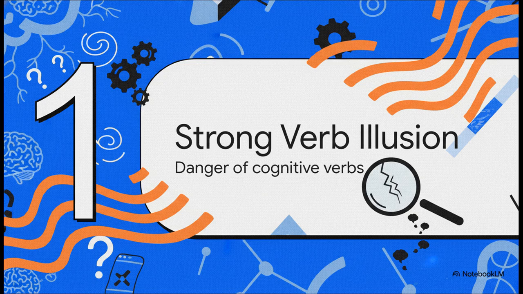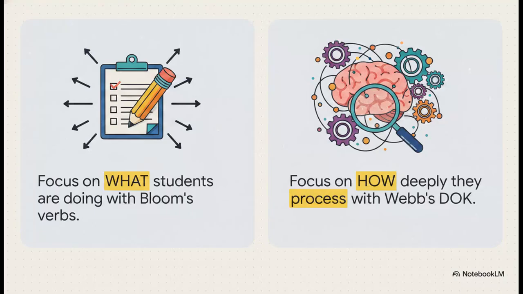All right, let's start right at the root of the problem in section 1, the strong verb illusion, and the real danger of relying on cognitive verbs. This perfectly illustrates the paradigm shift we need to make. For the longest time, Bloom's cognitive verbs focused heavily on what students are doing, right? Identifying, describing, comparing. It's kind of like an action-oriented checklist. But Webb's DOK focuses entirely on how deeply they process that information. The real secret to higher-order questioning isn't found in some magical list of action verbs. It's all about the mental processing happening behind the scenes.